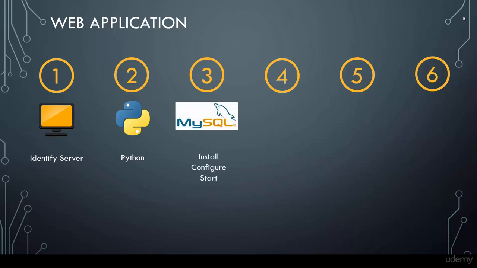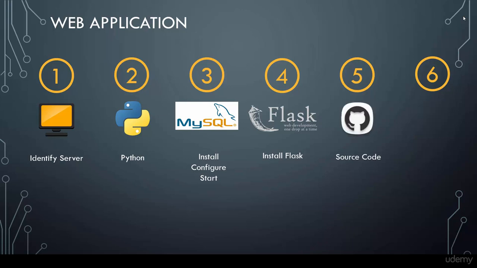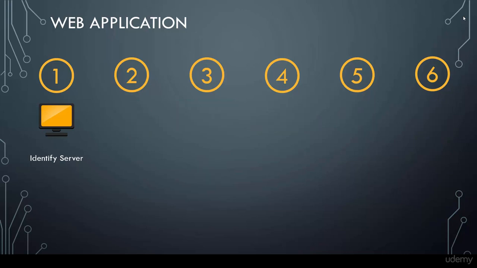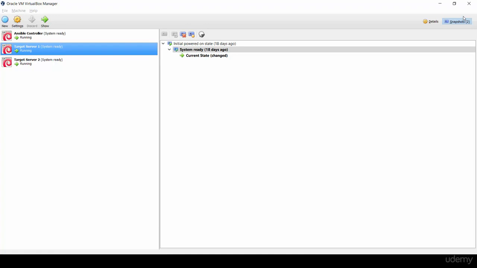First, identify the web server that we're going to deploy the application on, and then install the Python dependencies, install and configure MySQL server and start the services, install Flask, download the source code, and then run the application. So we will try to do this once manually on a server. So the first step is to identify the server.